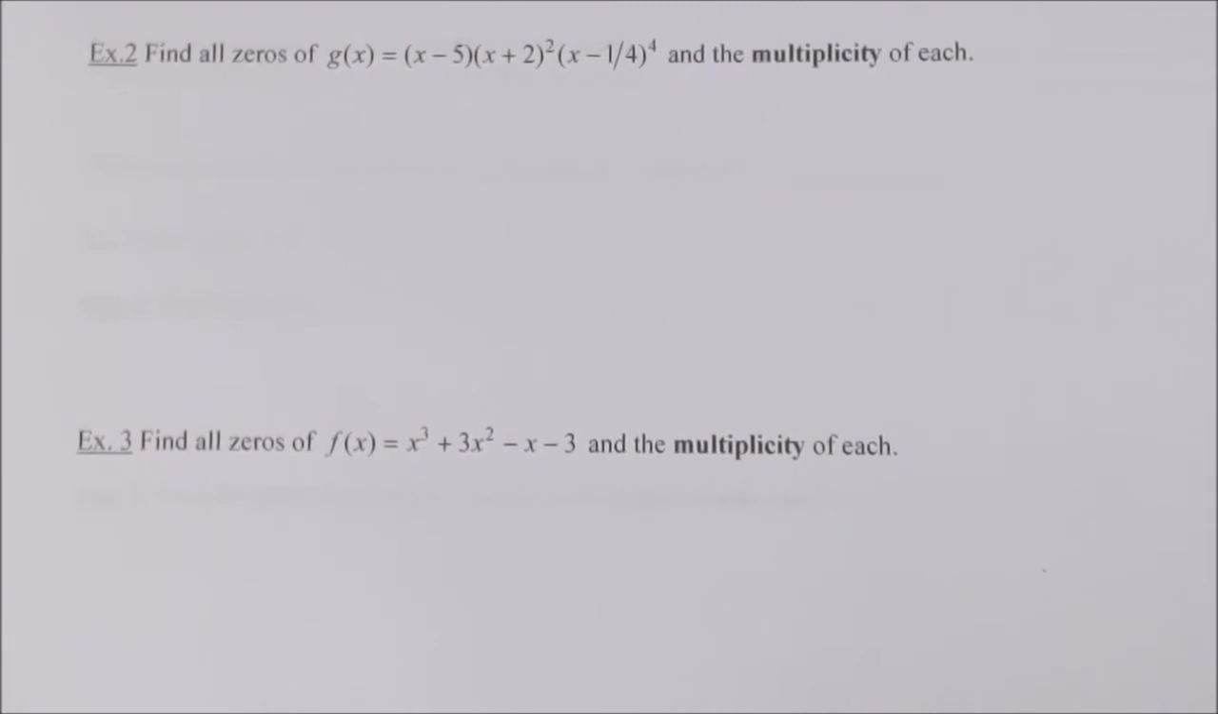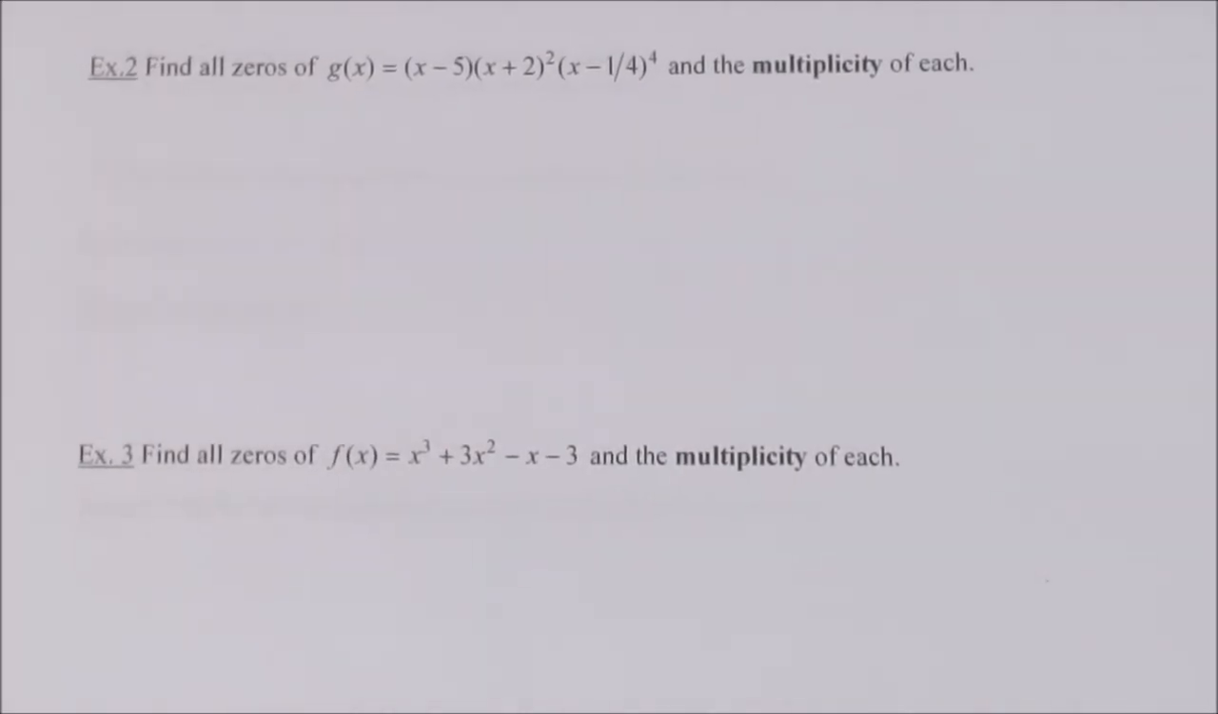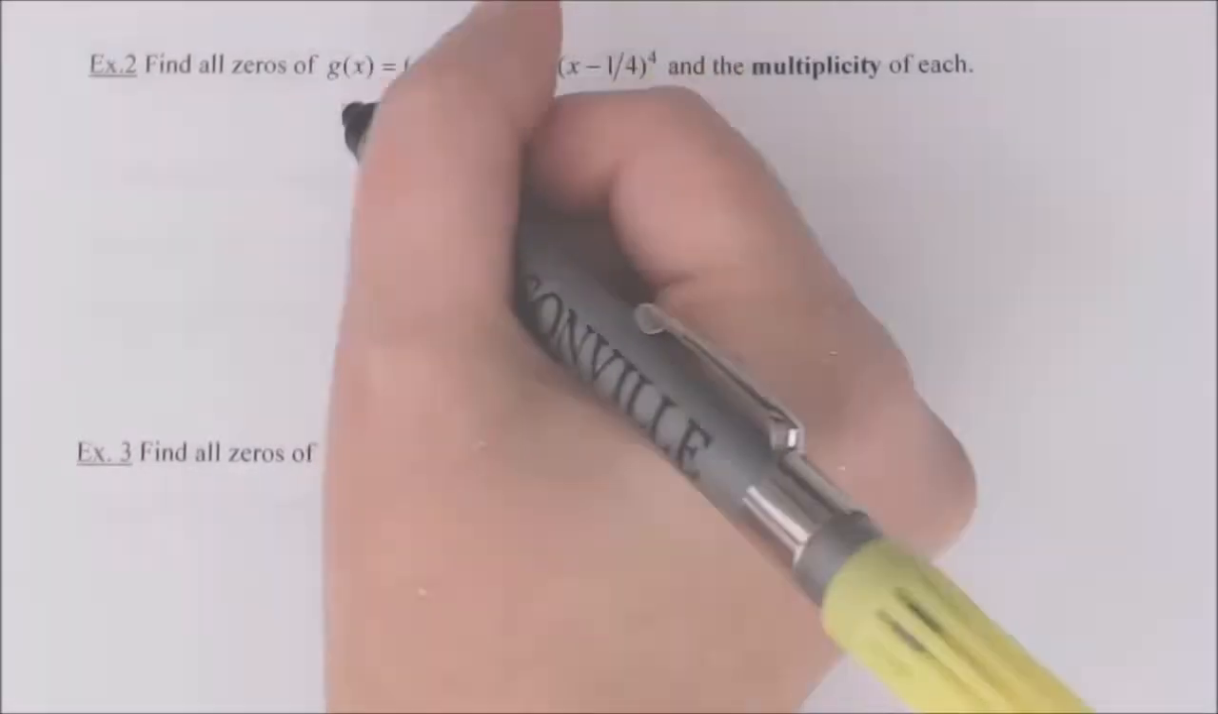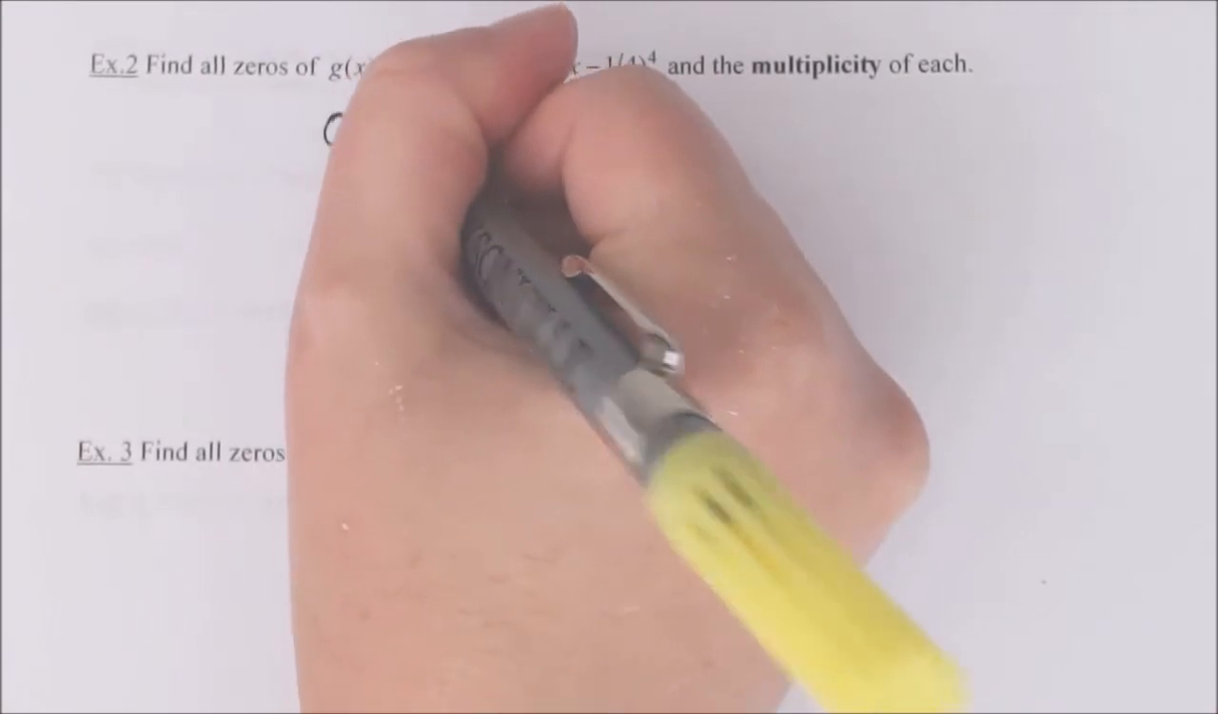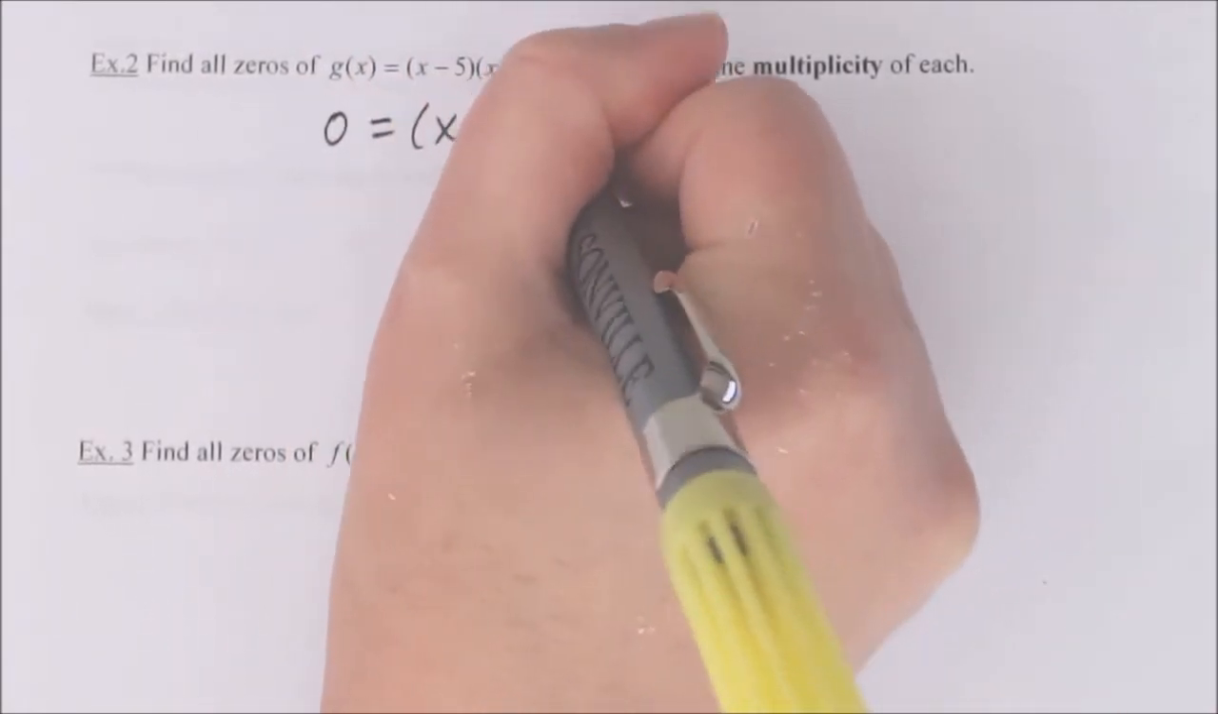All right, so let's take a look at example 2. Example 2 is asking us to find the zeros of this polynomial and something called the multiplicity of each. So if you remember back to chapter 1, we talked about how to solve polynomial equations. And one way to solve those was to factor everything and use the zero product property. So remember the zero product property was we set the equation equal to 0.